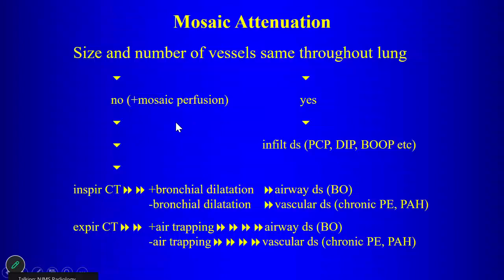So if you have mosaic attenuation, look at the size and number of the blood vessels throughout the lungs. If the size is the same in the areas of ground glass and the areas of lucent lung, think of infiltrative disease giving you ground glass opacity, like pneumocystis, pulmonary edema, etc. If they are different, right, if the areas of lucency have smaller blood vessels, now we have mosaic perfusion. If you happen to do expiratory CT and you see air trapping, then you know it's airway disease.